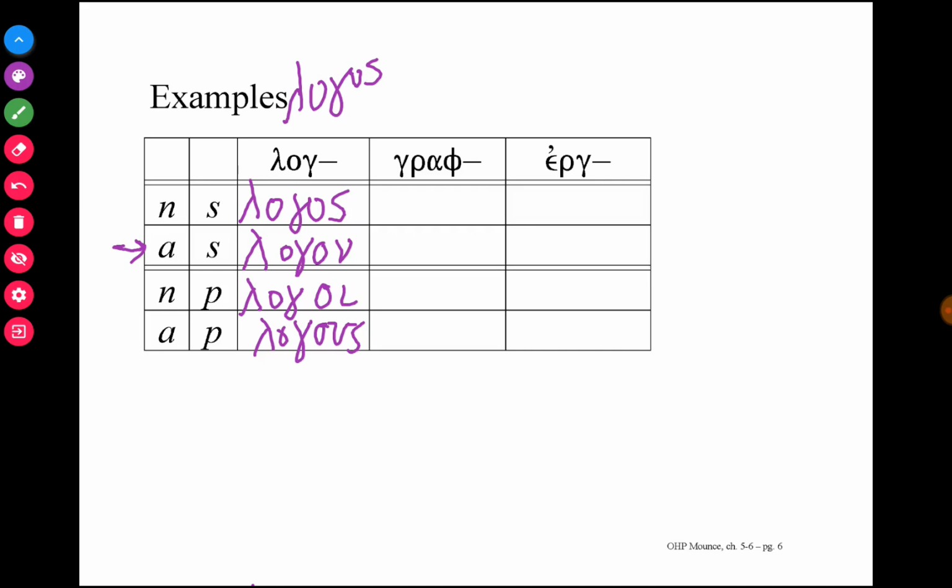Now let's take a feminine noun. And the one I used here is graphe.